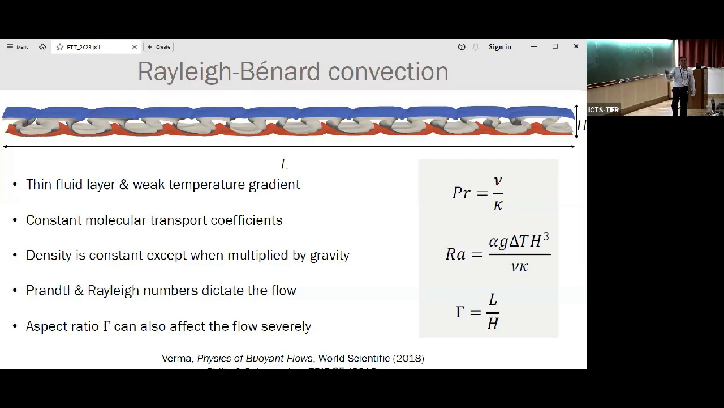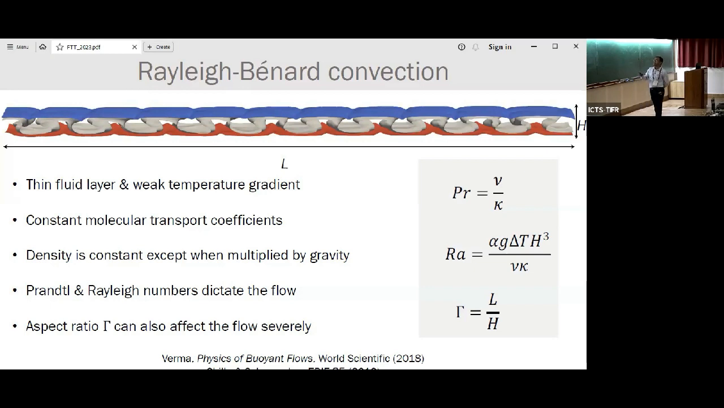In this Boussinesq model, we assume that the fluid layer is not very thick, that the height of the layer is not very large, and also that the temperature gradient is weak, so that we can easily neglect the effect of temperature on molecular transport coefficients.